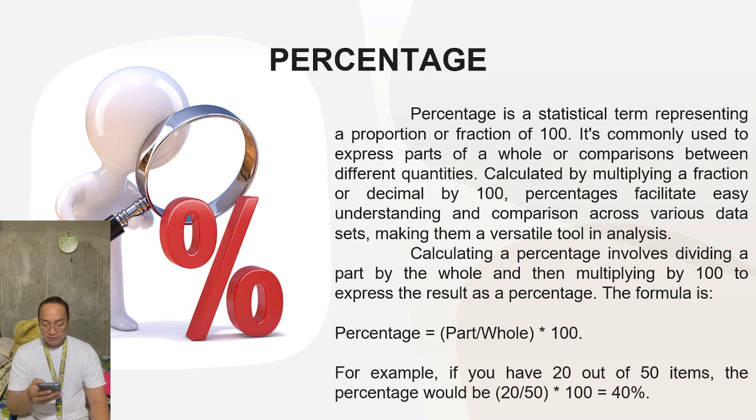Calculating a percentage involves dividing a part by the whole and multiplying by 100 to express the result as a percentage. The formula is percentage equals part over whole times 100. For example, if you have 20 out of 50 items, the percentage would be 20 over 50 times 100, equals 40%.